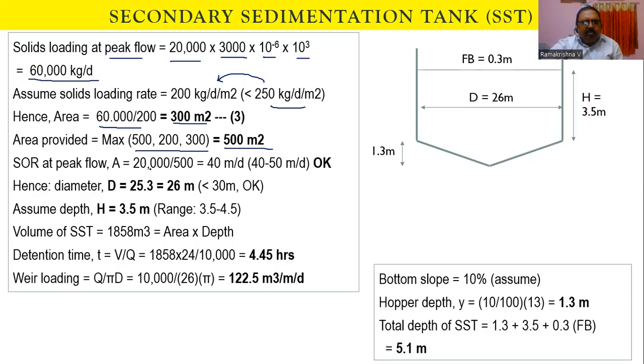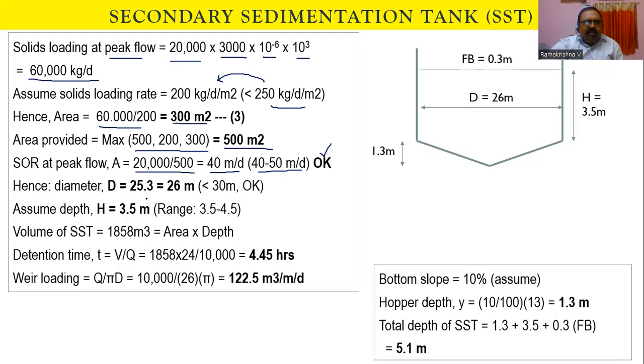So let us go for a small check. What is the surface overflow rate if we adopt 500 meters square of surface area at peak flow? So peak flow is 20,000 divided by 500 meters square. This comes out to be 40 meters per day. This is within the range of 40 to 50 meters per day permissible peak flow SOR. So that is okay, within the range.